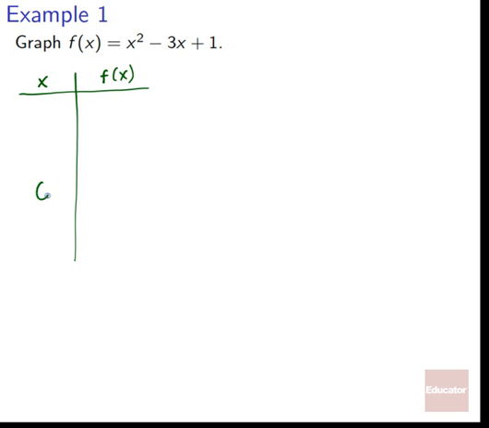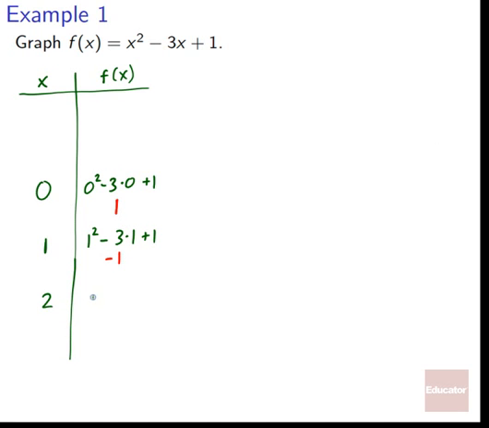Let's plug in 0 first. If we plug in 0, we get 0 squared minus 3 times 0 plus 1, so that gets us 1. If we plug in 1, then 1 squared minus 3 times 1 plus 1. Well, 1 squared is 1, minus 3 plus 1. So we've got 2 minus 3. We've got negative 1.